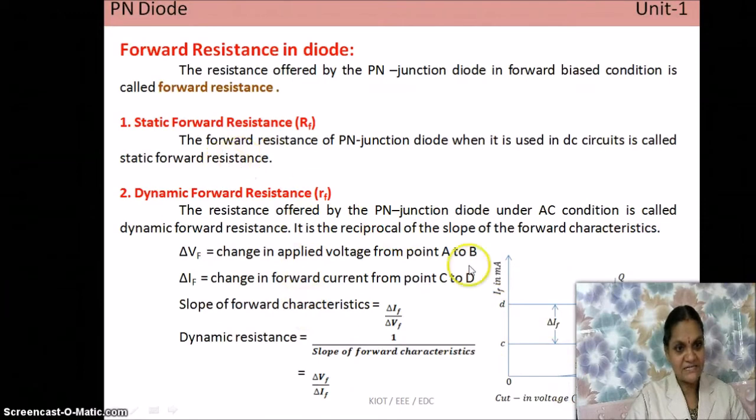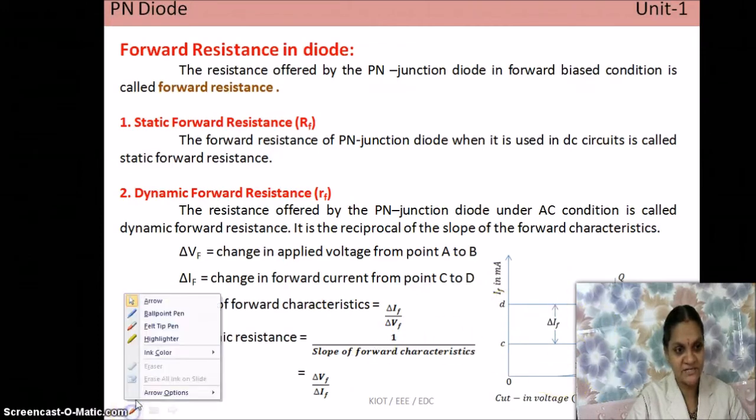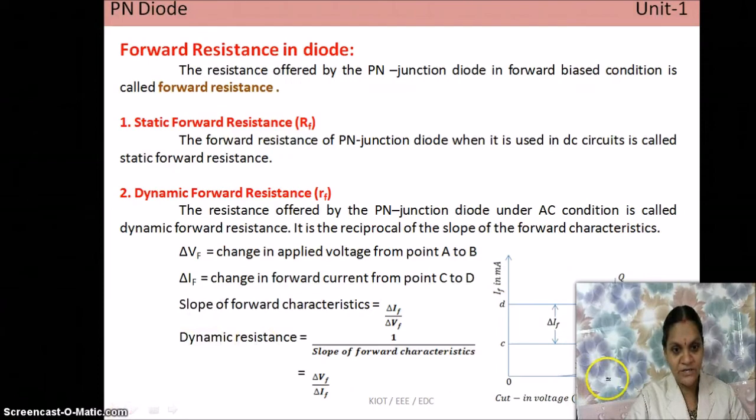So when you consider the static forward resistance, for example, if you are considering a point A in this characteristics, look at this characteristics. Consider a point A here. This is one particular value of forward voltage. When you draw a vertical line, it touches the forward characteristics at the point E, and the corresponding current is OC. So OC is the current at the point E, and OA is the applied voltage. For this much value of applied voltage, this much is the current.